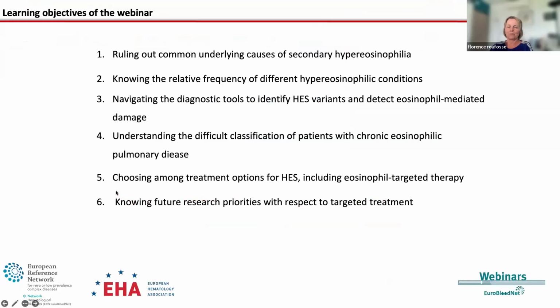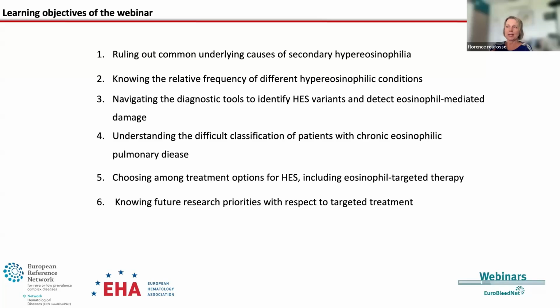Are, first, just reminding you that it's really important to rule out common underlying causes of secondary hypereosinophilia. And then, once you've done that, knowing the relative distribution of the different types of hypereosinophilic conditions, being able to better navigate the diagnostic tools. I'm going to go through that in some degree of detail to identify hypereosinophilic syndrome variants, but also to detect damage which is directly related to the presence of eosinophils in tissue.